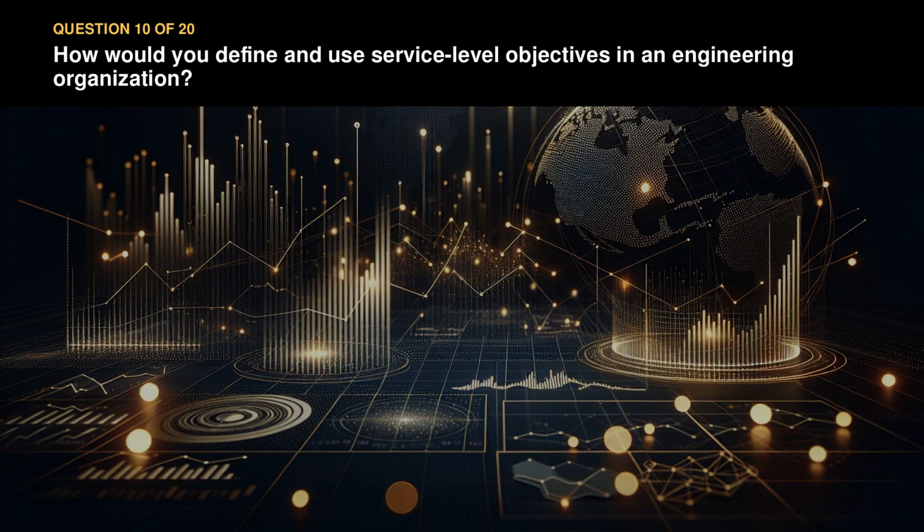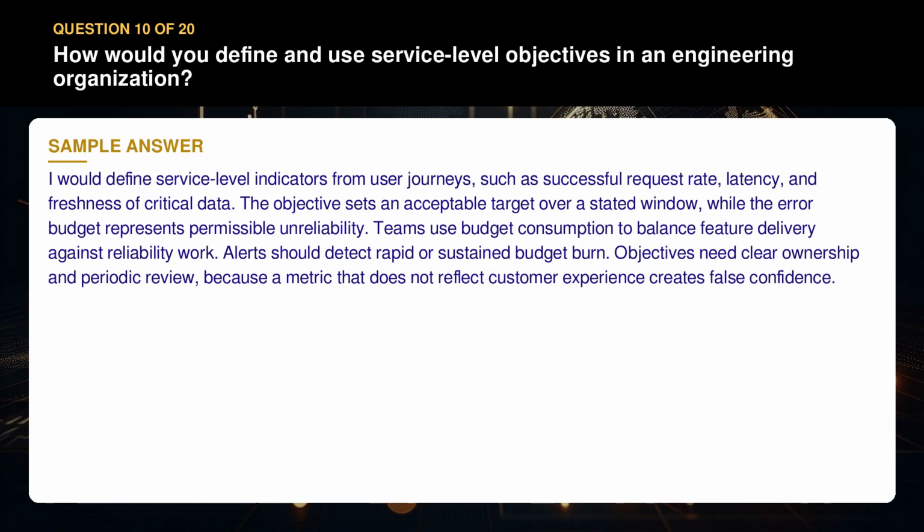Question 10. How would you define and use service-level objectives in an engineering organization? I would define service-level indicators from user journeys, such as successful request rate, latency, and freshness of critical data. The objective sets an acceptable target over a stated window, while the error budget represents permissible unreliability. Teams use budget consumption to balance feature delivery against reliability work. Alerts should detect rapid or sustained budget burn. Objectives need clear ownership and periodic review, because a metric that does not reflect customer experience creates false confidence.